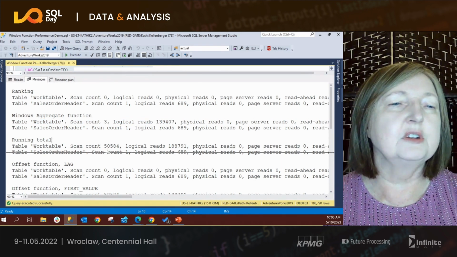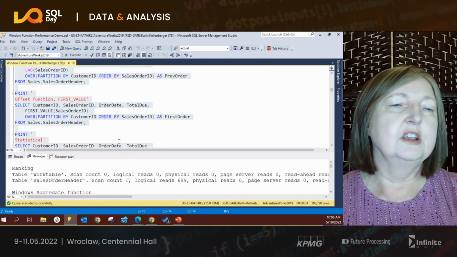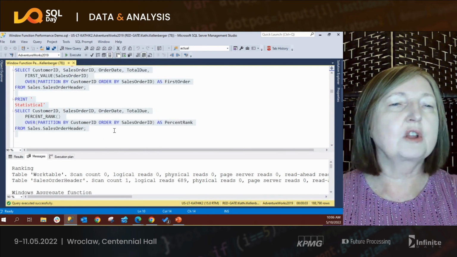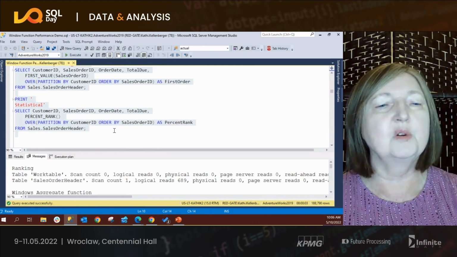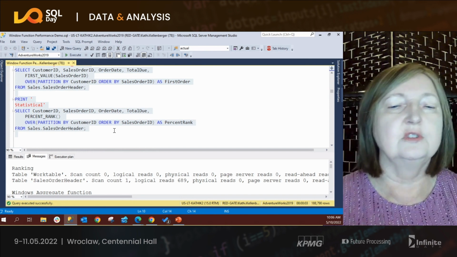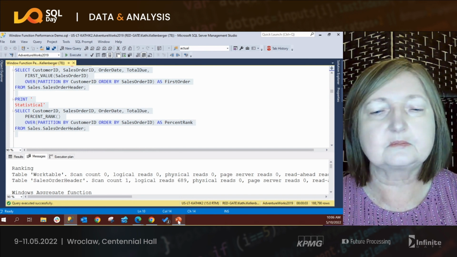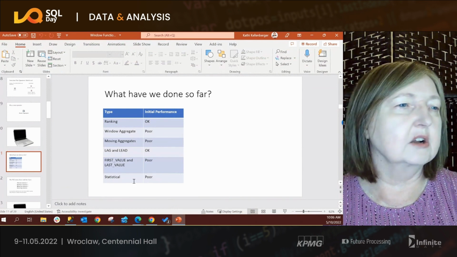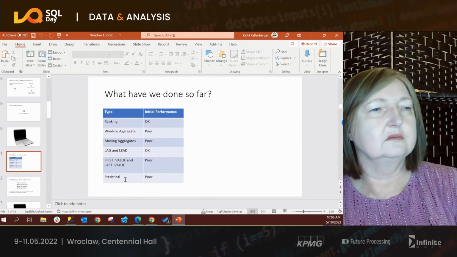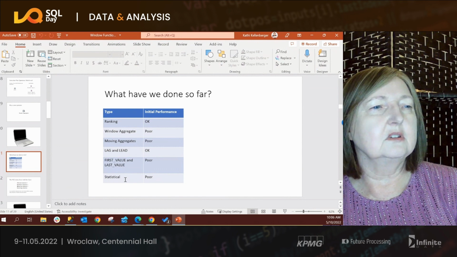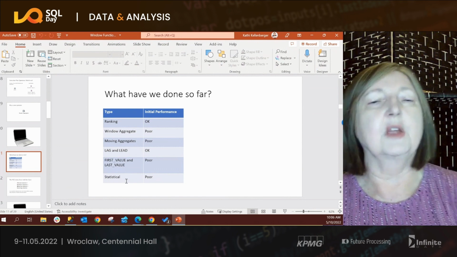So what we're going to do today to get started is just work through this and see how we can improve the performance of each of these queries. Any questions at this point? No? Okay, thank you.